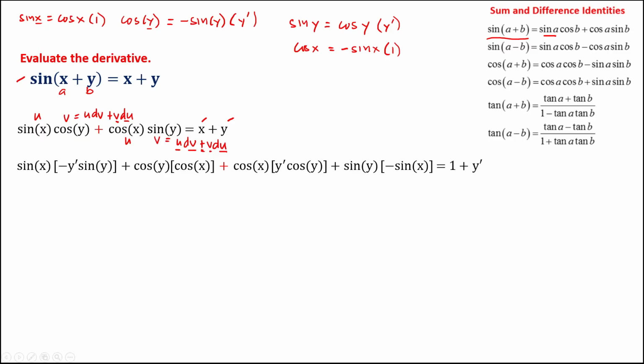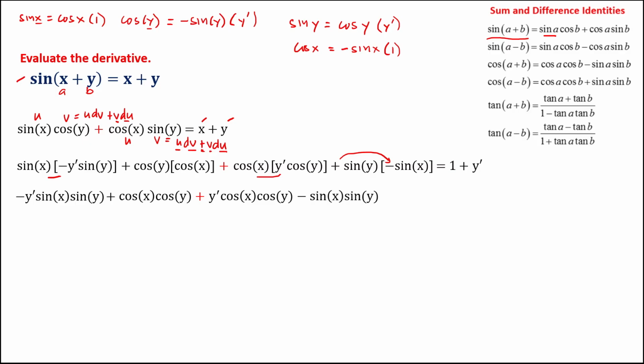Then to simplify, this becomes negative Y prime sine X sine Y, plus cosine X cosine Y, plus Y prime cosine X cosine Y, and then this positive times negative is negative sine X times sine Y, which equals 1 plus Y prime.